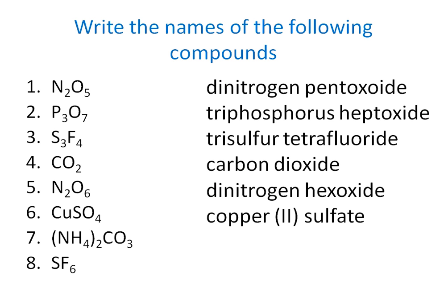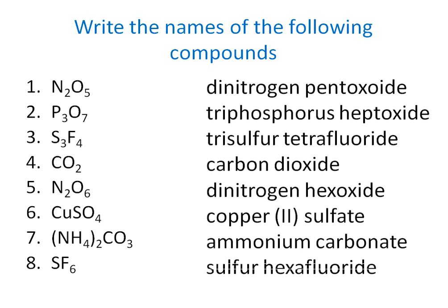Now number 7 is also similar to number 6 because it is NH4CO3. So you also have another weird bond, and that would give you ammonium carbonate. Ammonium is NH4, and carbonate, which by itself is bonded covalently, is CO3, and both of them put together form ammonium carbonate. And lastly, SF6 gives us sulfur hexafluoride.